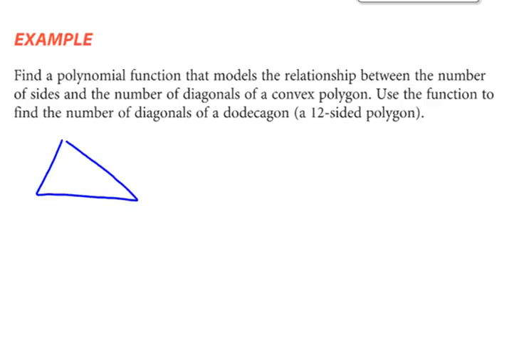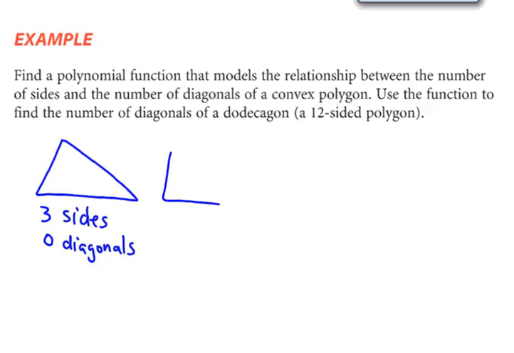If we have a triangle, the triangle has 3 sides and it has 0 diagonals. You may remember that a diagonal connects opposite vertices, opposite points. If we have a second example, a quadrilateral has 4 sides. A quadrilateral has 1, 2 diagonals. So 4 sides and 2 diagonals.